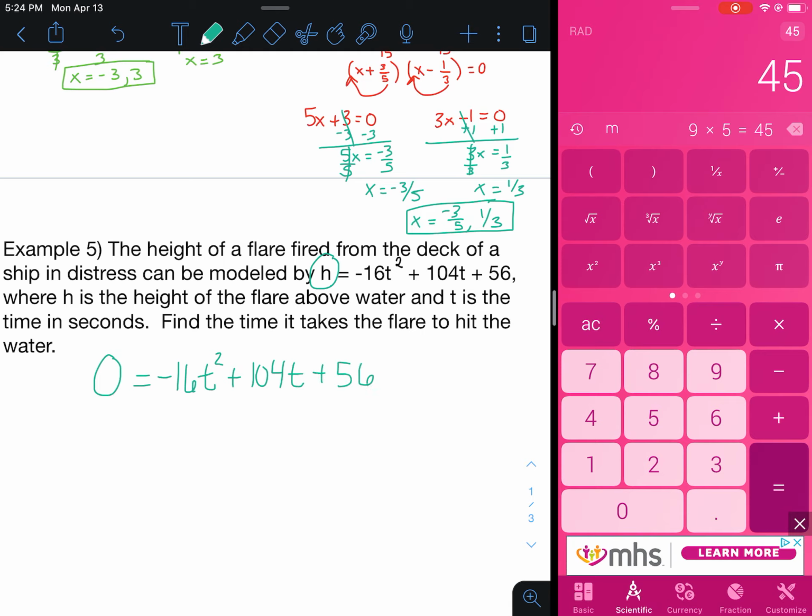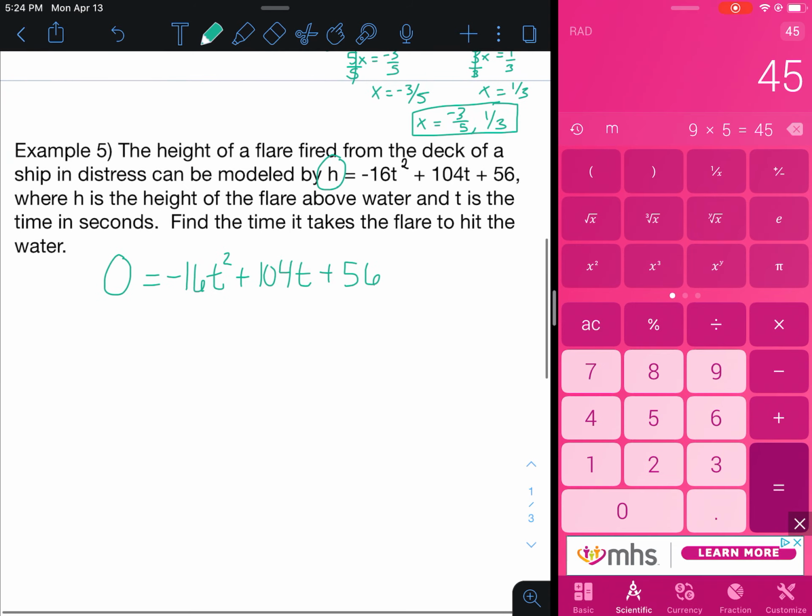And we know that this is a quadratic. It ends up being a U-shaped graph or an N-shaped graph. And it's a parabola, which means it goes up. When you fire a flare into the sky, it goes up, and then it arcs and comes back down. So it hits its highest point and then comes back down. So that's why there's a negative 16 instead of just a positive 16 squared. Now, all we have to do is solve.